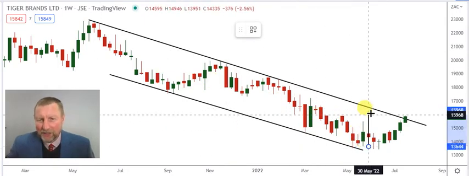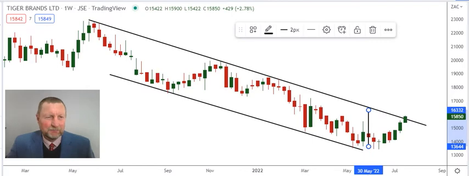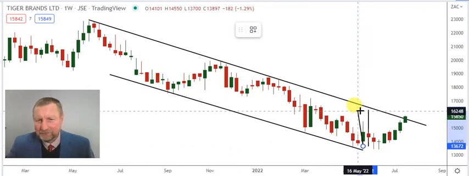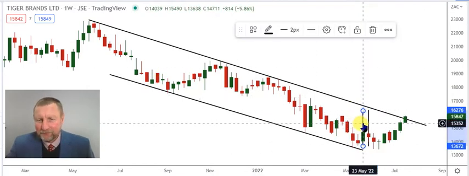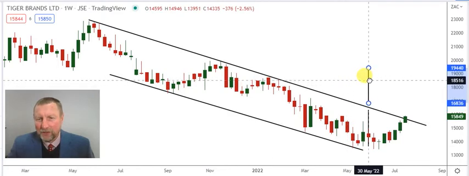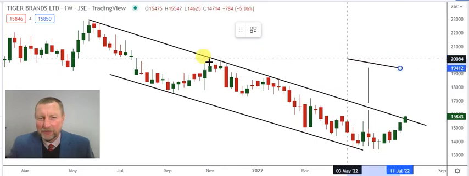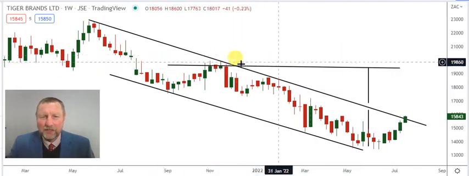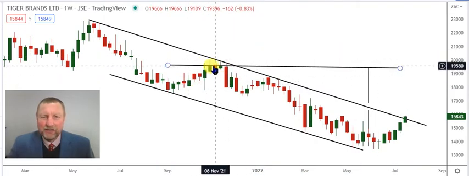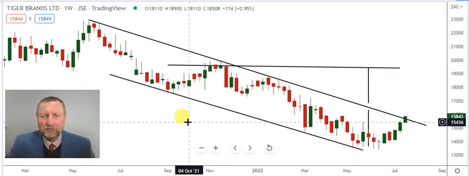And where's my target? Let's just put the target in here. And there you are. I just want to draw that line there so that you can see where it can go to. Oh yes, you can see that overhead resistance there. The share can easily go back to 195.80. I mean, what a beautiful rally.